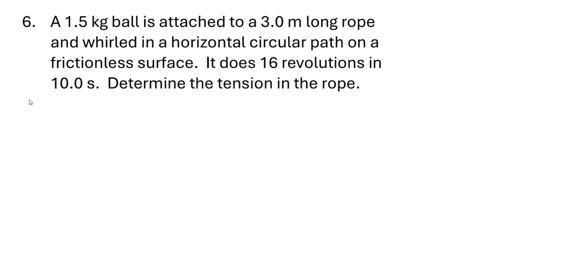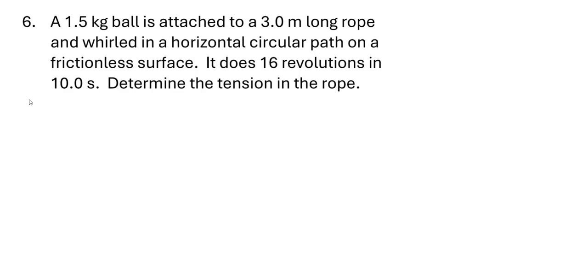This is number 6. A 1.5 kilogram ball is attached to a 3-meter long rope and whirled on a horizontal circular path on a frictionless surface. This is a very idealized problem, not super realistic to real life, but it's going to help us learn the concepts that we can apply to similar situations. Of course, if something was orbiting in outer space, there wouldn't be any friction, so this would be an example of the same type of mathematics that you'd be using in that situation.